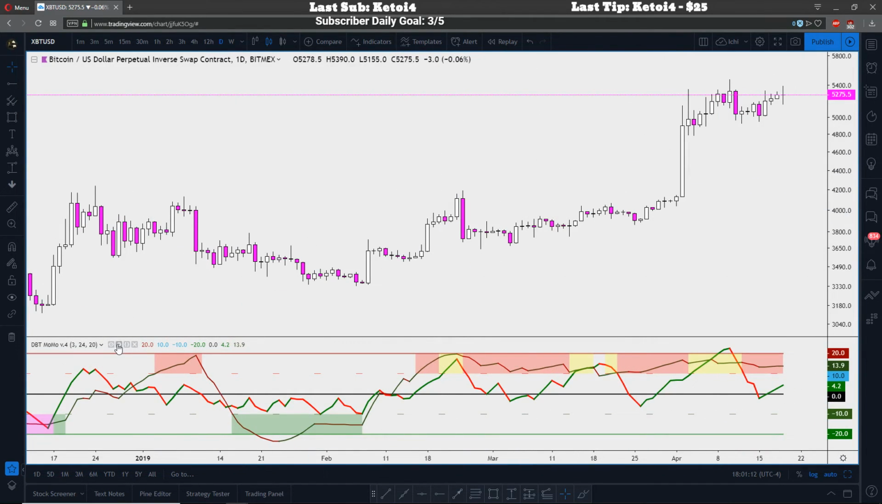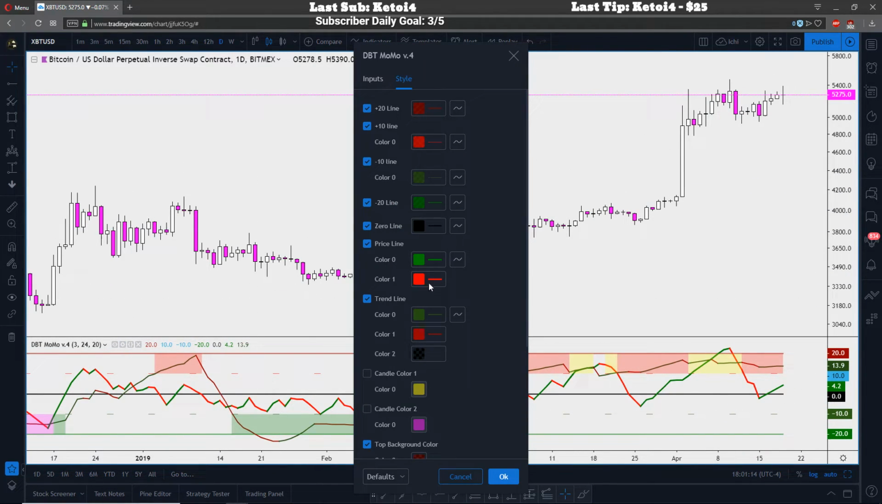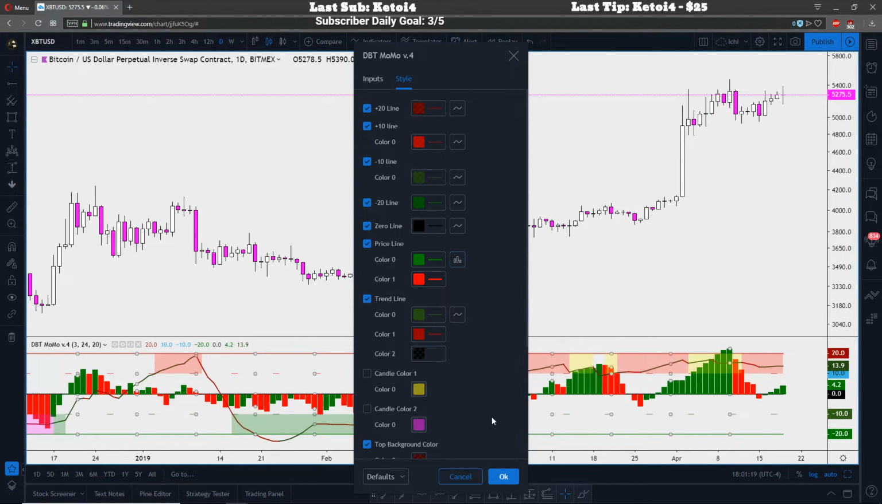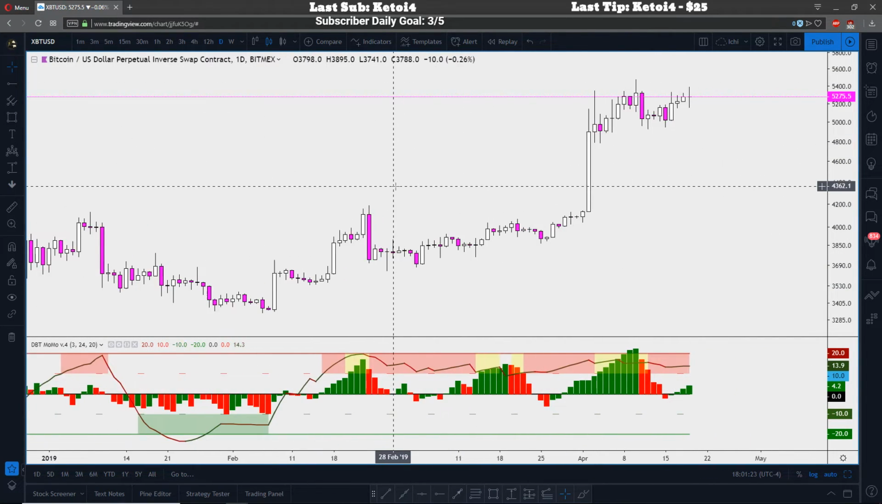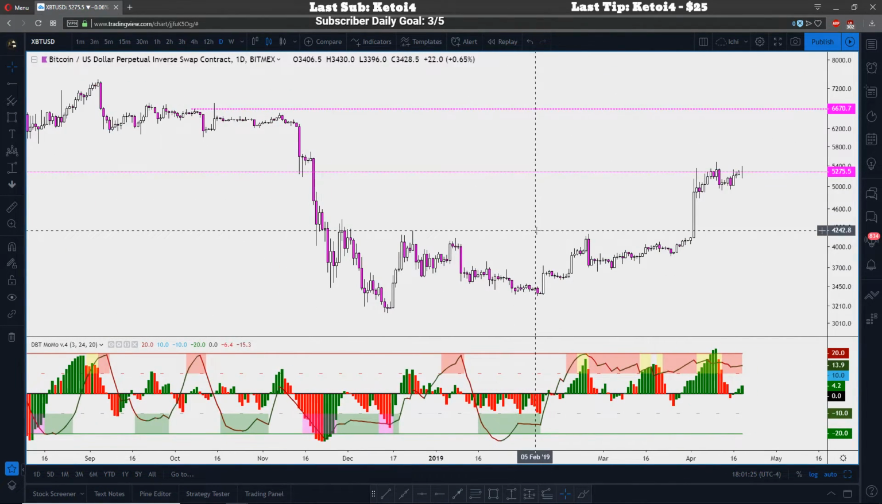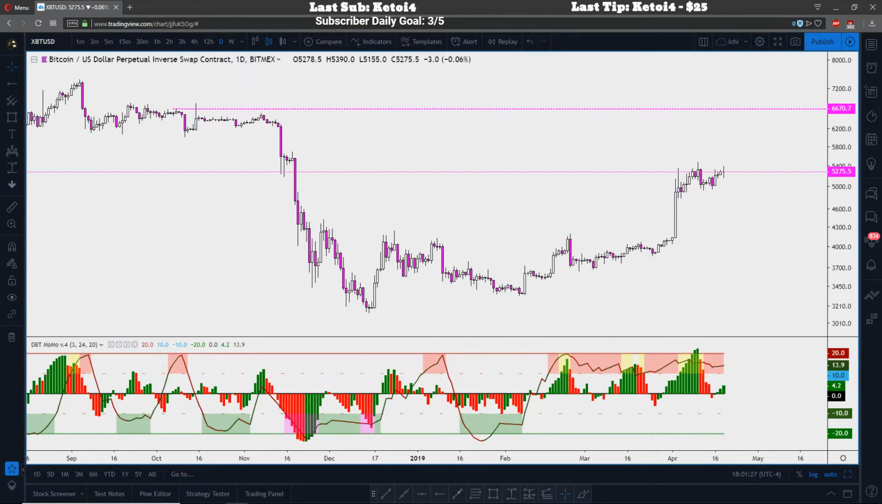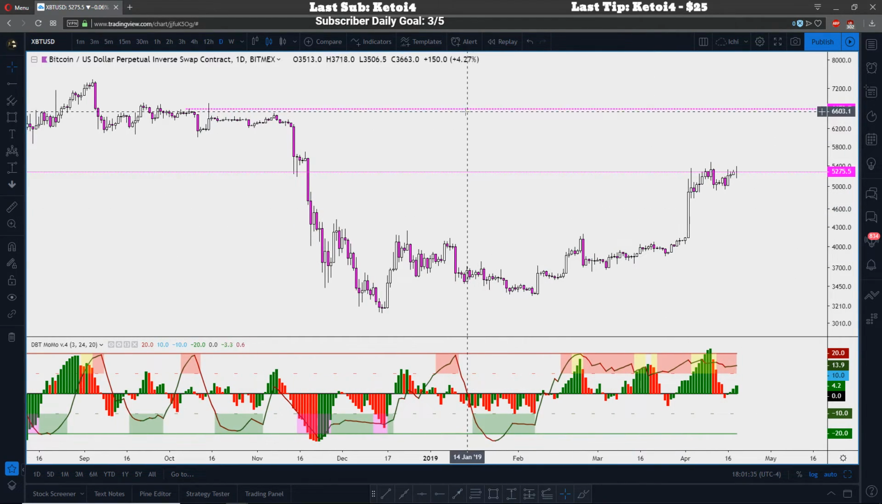So that is the one reason I think the line is better than the histogram. Everything else, the histogram's better. The histogram's better at finding divergence. It's better at finding traps. But the pinching maneuver is better on the line. But alright guys, I think that is just about it.